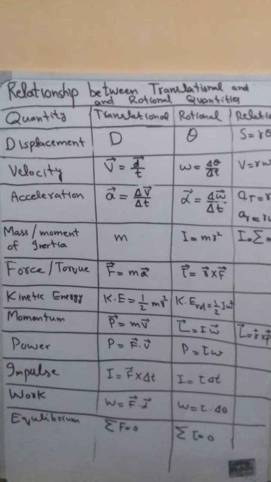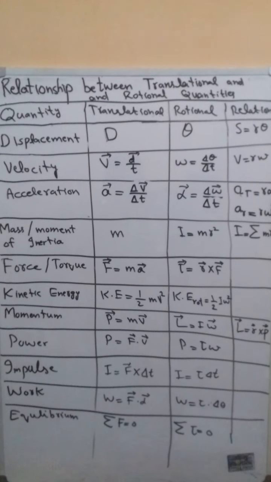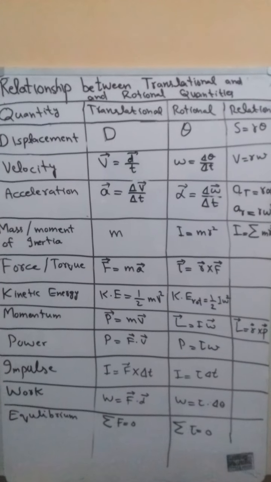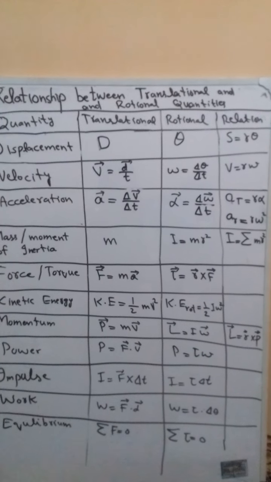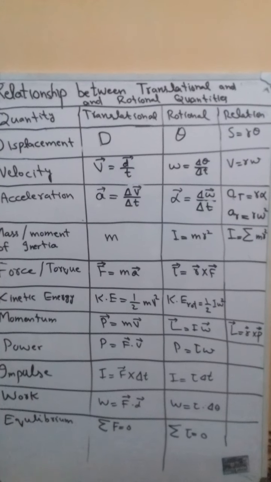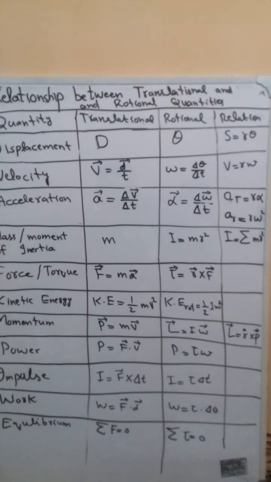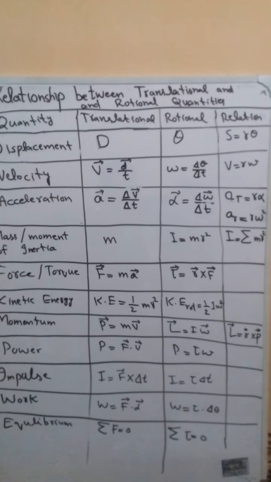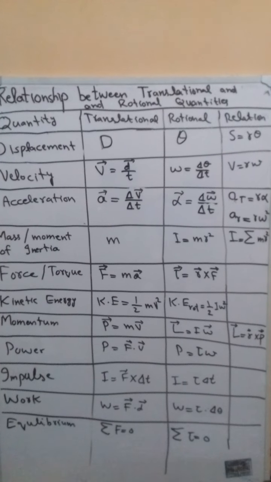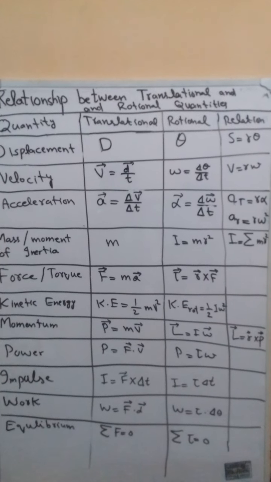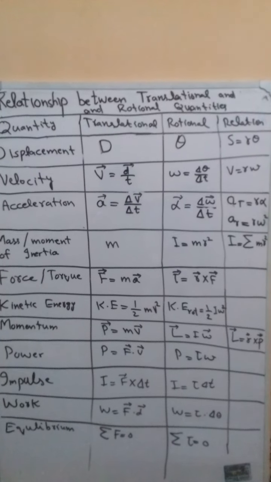The next term is impulse. Impulse is defined as the product of the force and the time, which is very short. And in the rotational case, impulse is defined as tau multiplied by delta t. It is the same if I replace F by tau; delta t remains the same in the rotational case and the translational case.